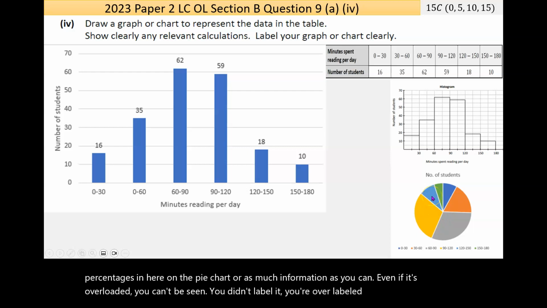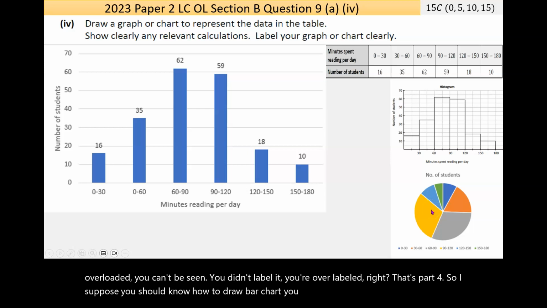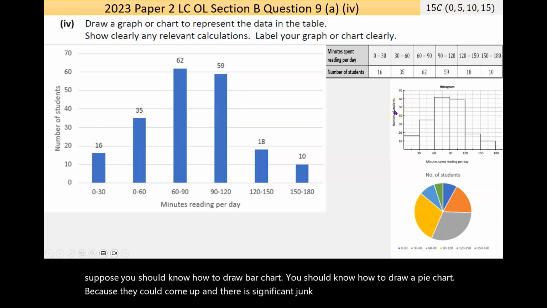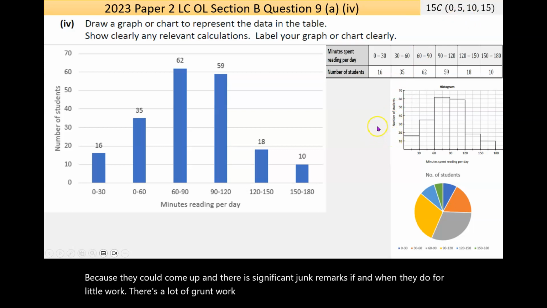Right, that's part 4. So I suppose you should know how to draw a bar chart. You should know how to draw a pie chart, because they could come up and they're a significant chunk of marks if and when they do for little work. It's just a lot of grunt work, but it's not overly complicated in the scheme of things, especially in comparison to some algebra questions.